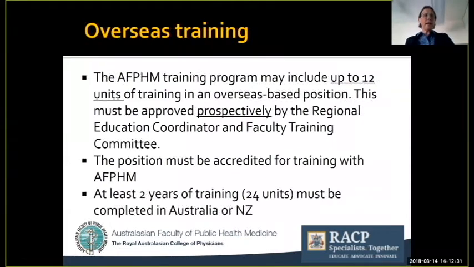So we do allow up to 12 units of training overseas. This has to be approved prospectively, so you can't get into that overseas training position and then say, can I train here? You can't finish it and then say, can I count that, except through recognition of prior learning. So if you want to do 12 months overseas, then you need to apply for that prospectively and have it approved by the Faculty Training Committee.